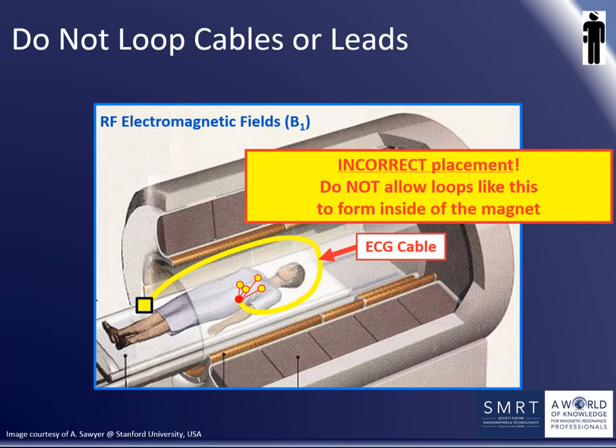Here is an example of incorrect placement of an ECG or EKG cable. Note how a loop is formed inside the scanner around the patient, and see how it touches the magnet bore wall. Do not allow loops like this to form inside the MRI scanner.